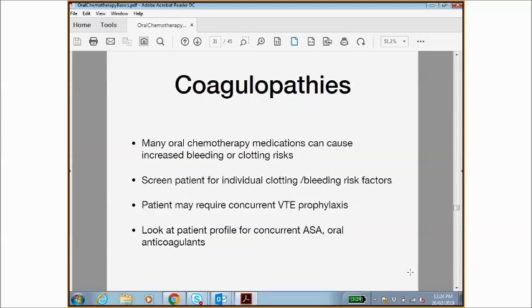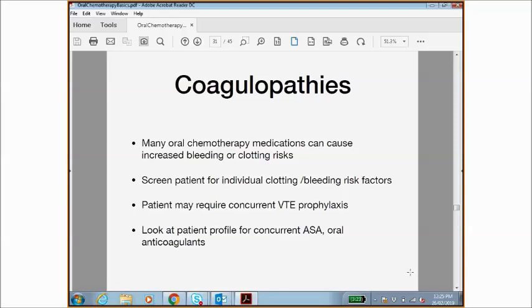Another problem you can see is coagulopathies. Some oral chemotherapy can cause increased bleeding, others cause clotting, so patients are at risk for clotting. So screen the patient for individual clotting and bleeding risk factors. And some patients might need concurrent PE prophylaxis. Look at their profile: are they on ASA? Why are they on ASA? Do they need it?